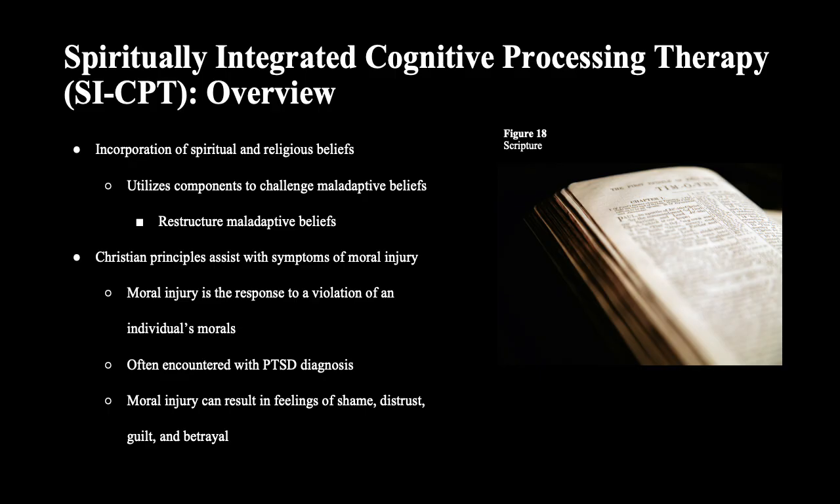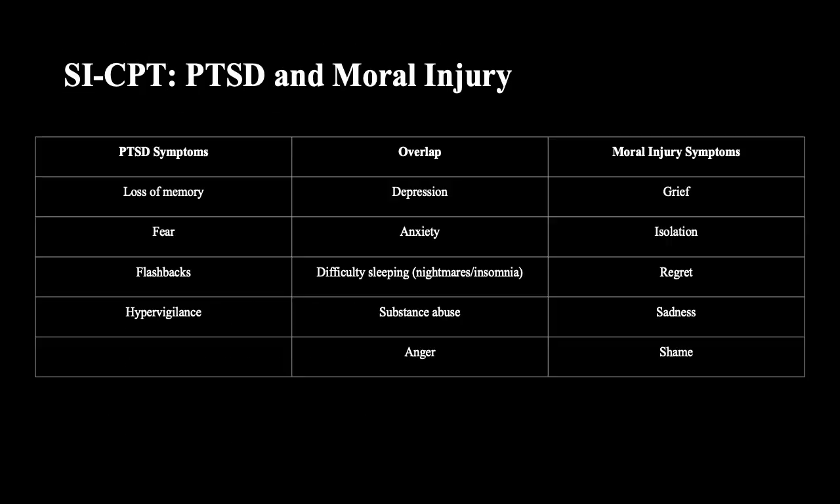This is often a part of post-traumatic stress disorder, and a moral injury can result in feelings of shame, distrust, guilt, and betrayal. A moral injury is unique because it's a violation of the individual's morals or their ethics. Oftentimes, that is how sexual assault appears. So, here we're going to look at post-traumatic stress disorder on its own and then moral injury on its own and how the two overlap.